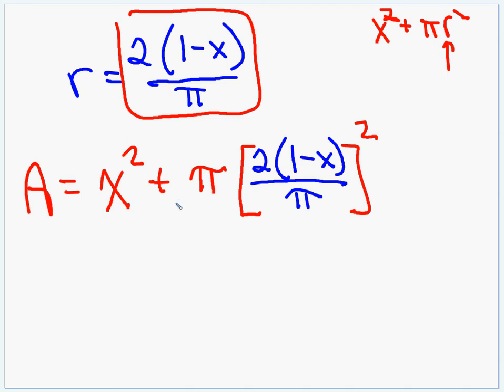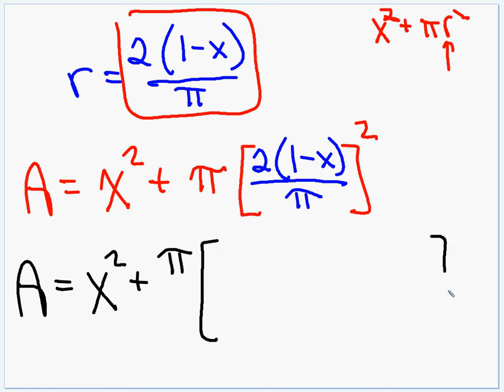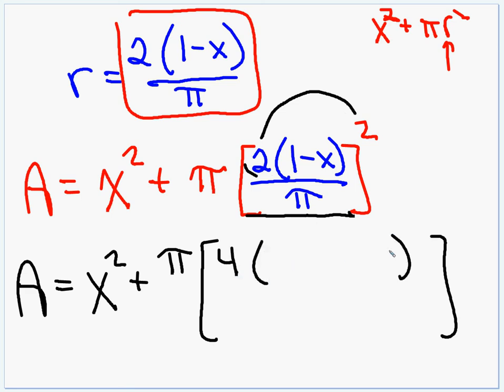Okay, I guess it's algebra time. Let's see. This first x squared is going to stay as is. And we've got this pi out here. We're going to hold on to that for now. Now let's see, if we're squaring all the stuff in blue, don't forget we're going to square this 2 out here. 2 squared is 4. And then we're going to have 1 minus x quantity squared.